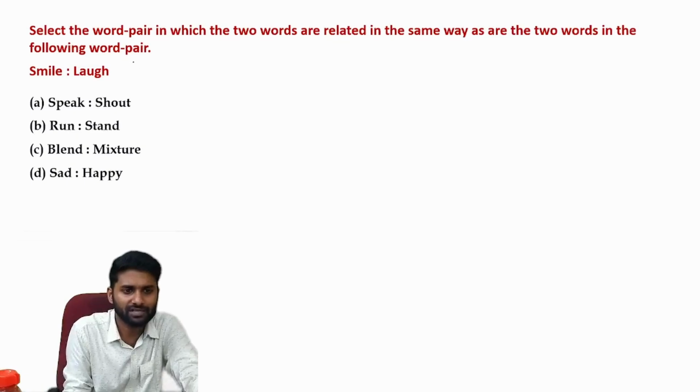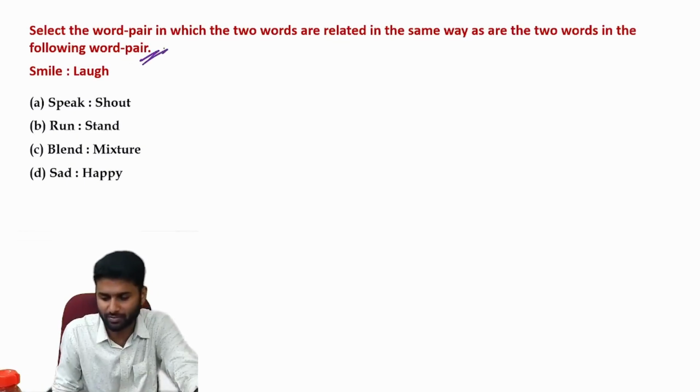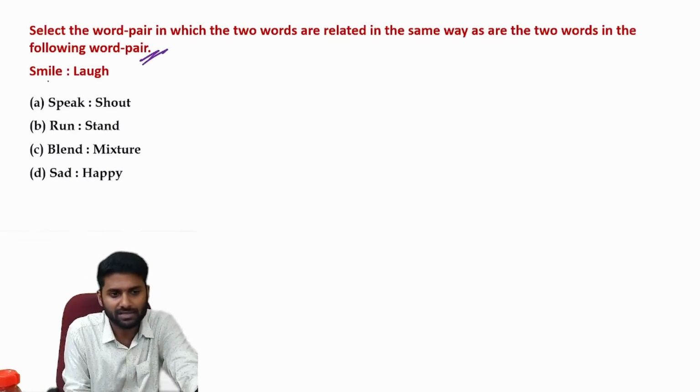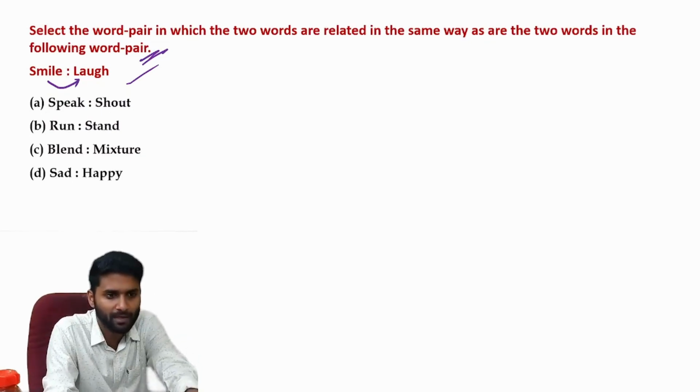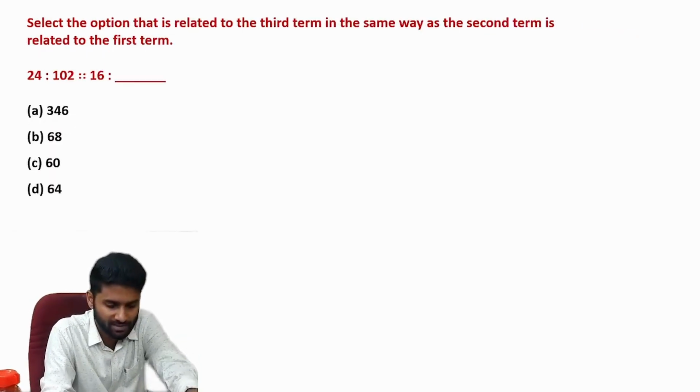This is for you guys. Just try to solve this question and post your answer in the comment section after the live session. Just identify the relation for smile and laugh. Definitely one of the options satisfies the same relation. Just try this one and post your answer in the comment section after the live session. Next.